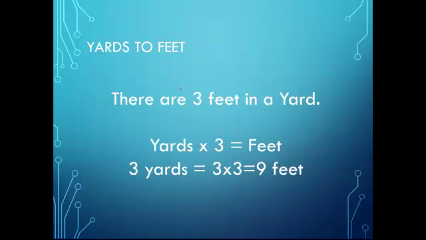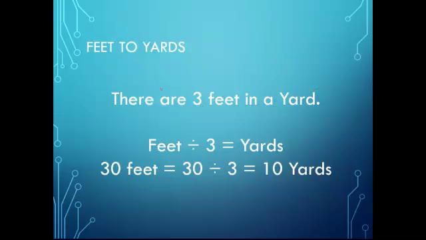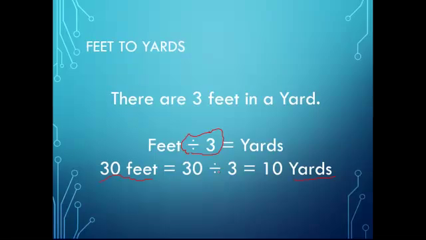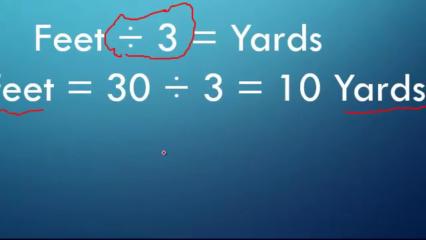What about yards to feet? There are 3 feet in 1 yard. So if I want to find 3 yards as feet, this 3 I'll multiply by another 3, it will give us 9 feet. And the reverse operation is so easy. I'll divide by 3. Okay? So if I have 30 feet and I want to get it as yards, I'll divide this 30 by 3, and that will give us 10 yards.